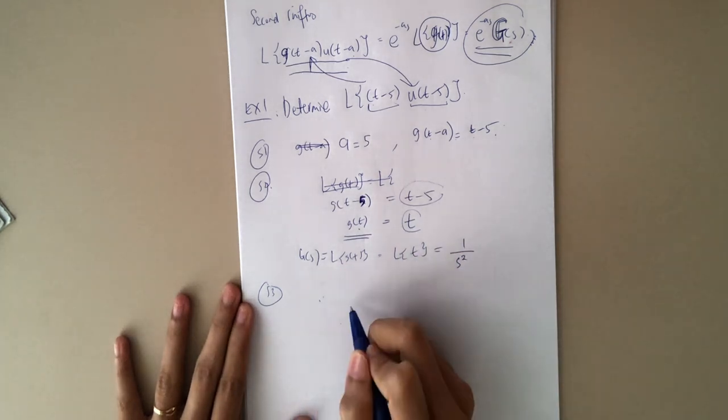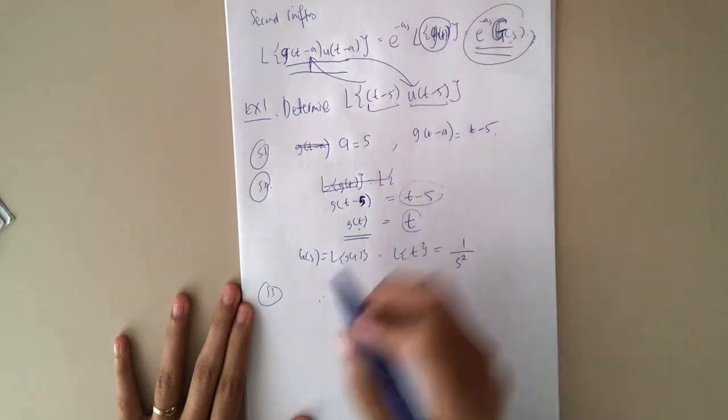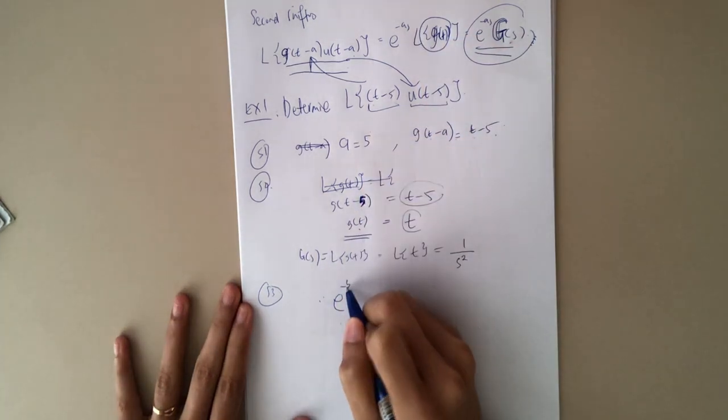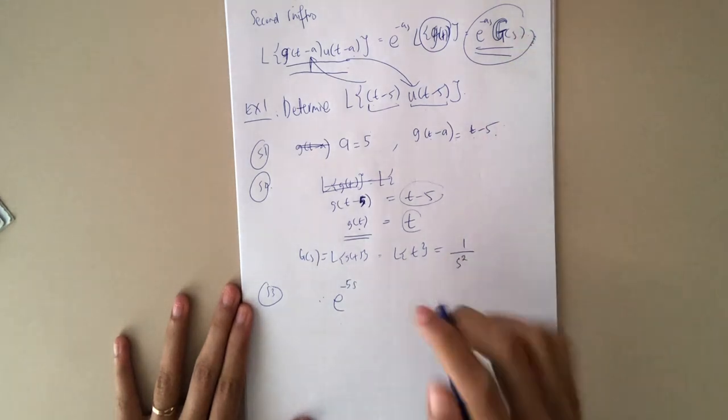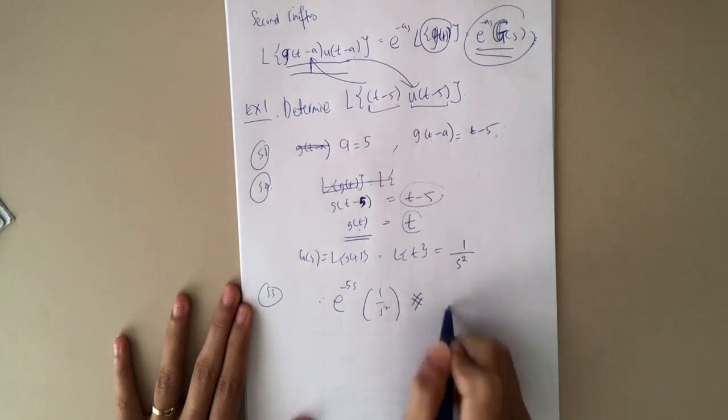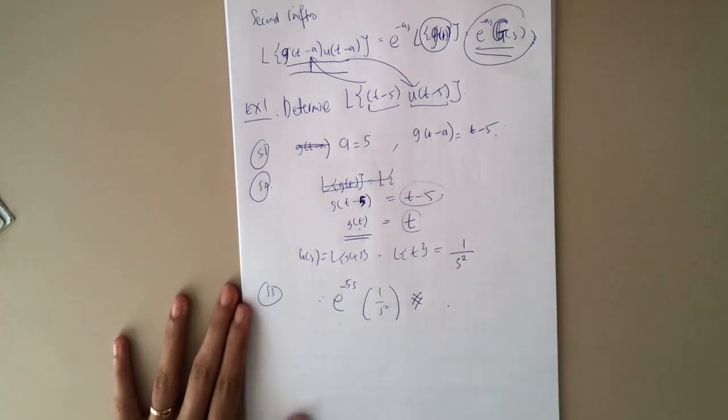So the last one is just combine the answer that you get here, e to the negative as. So what is your a just now? It's 5. So e to the negative 5s, and G(s). What is your G(s)? It is 1 over s squared. So this is the final answer.